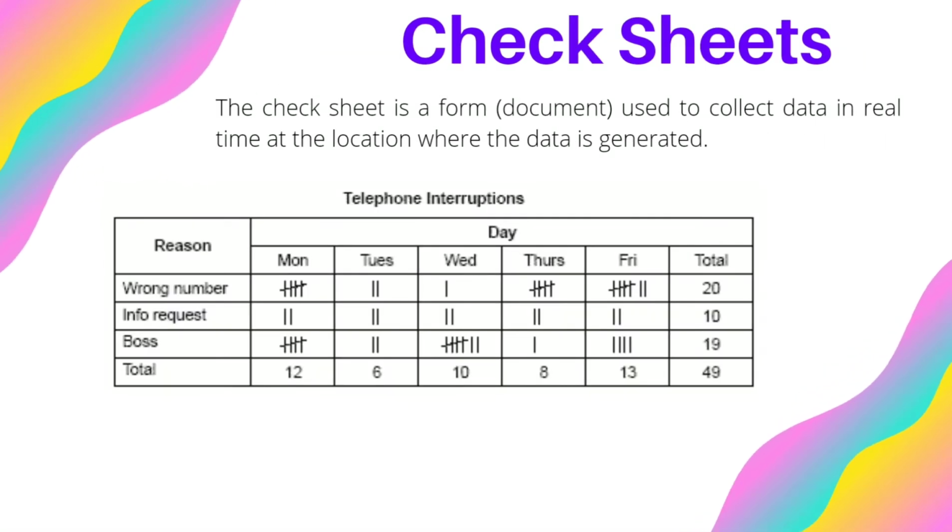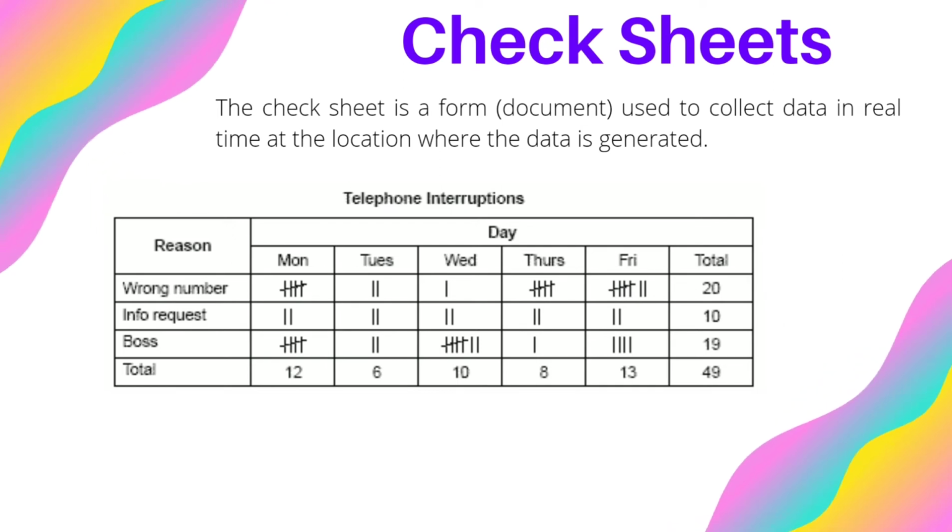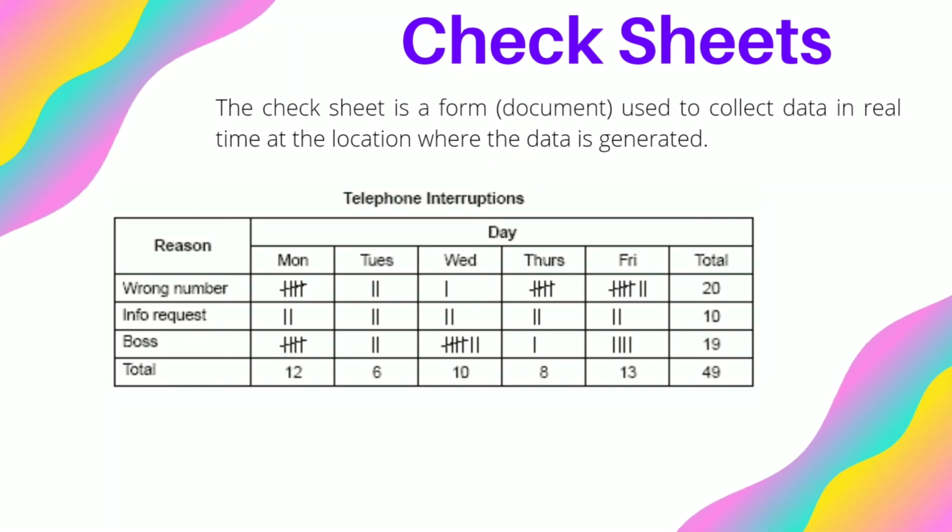The next tool is check sheets. The check sheet is a form or document used to collect data in real time at the location where the data is generated. For example, the figure shows a check sheet used to collect data on telephone interruptions. The tick marks were added as the data was collected over several weeks.